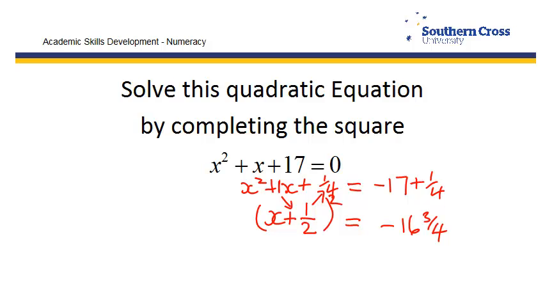So the next step is to undo the squaring, or take the square root of both sides, which means that x plus a half is equal to the square root of negative 16 3/4. Now we can't find the square root of a negative number, that's undefined, so that means that there are no roots.